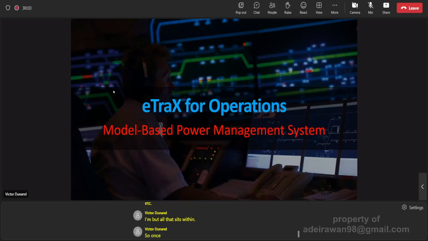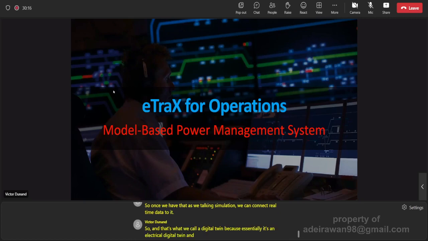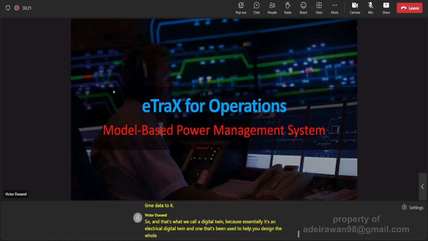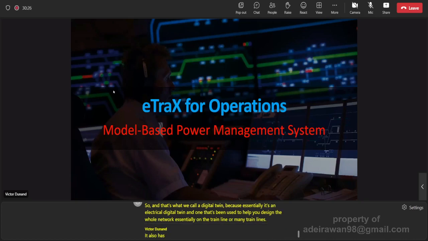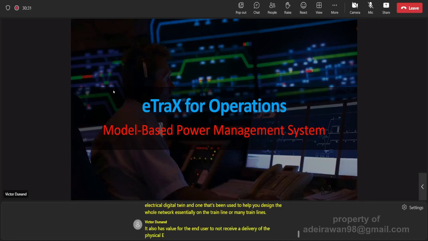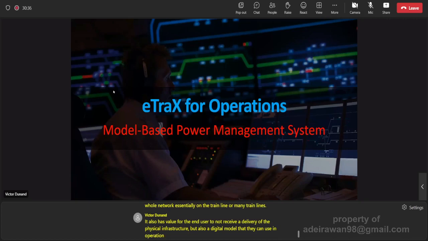So once we have that, as we're talking simulation, we can connect real-time data to it. And that's what we call a digital twin, because essentially it's an electrical digital twin, and one that's been used to help you design the whole network, essentially on the train line or many train lines. It also has value for the end user to not only receive a delivery of the physical infrastructure, but also a digital model that they can use in operation. And that's why we call that model-based power management system.